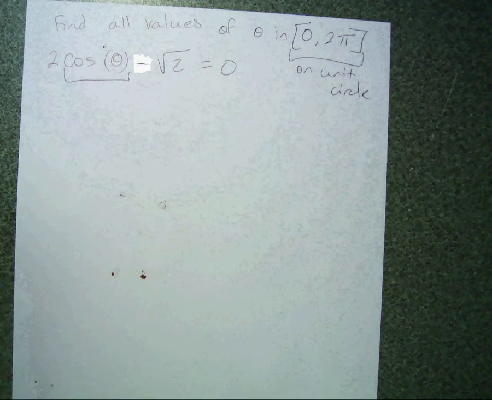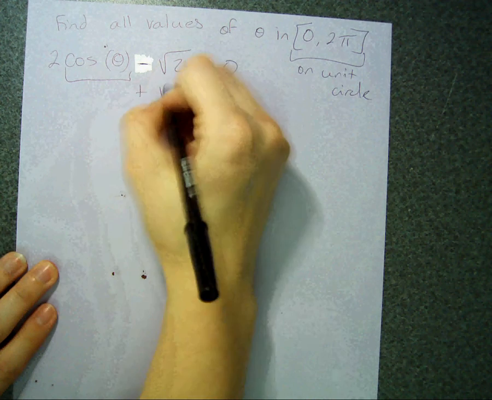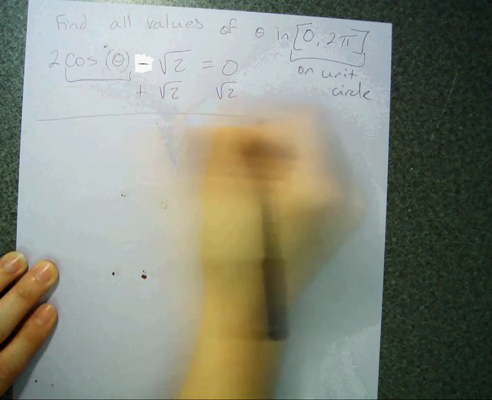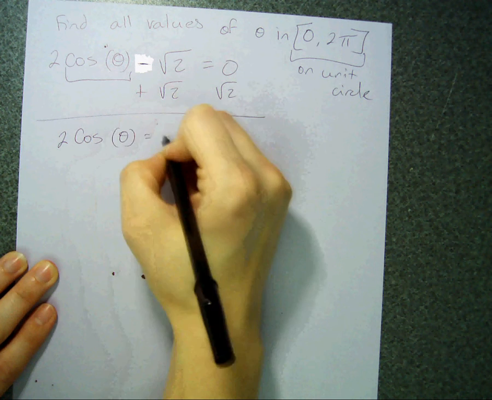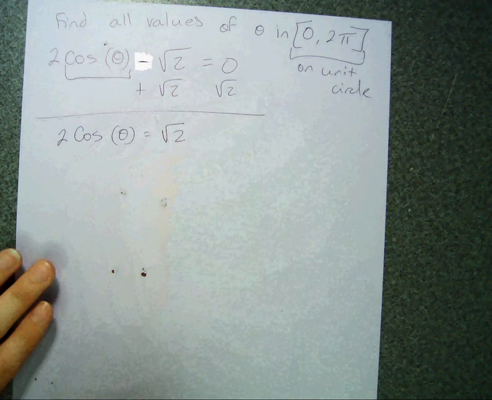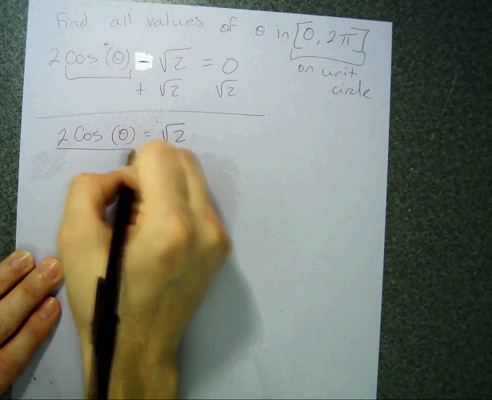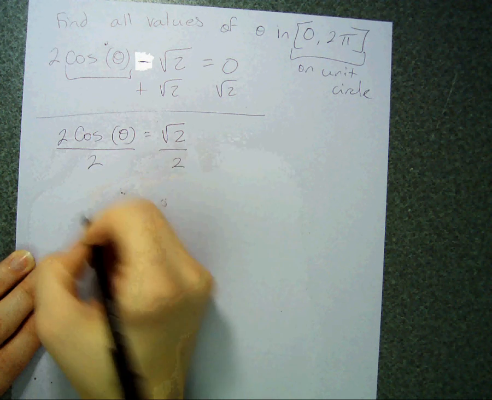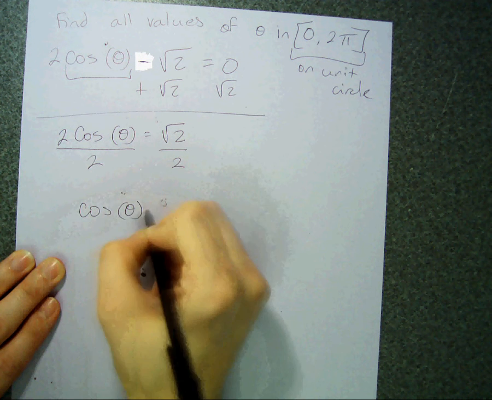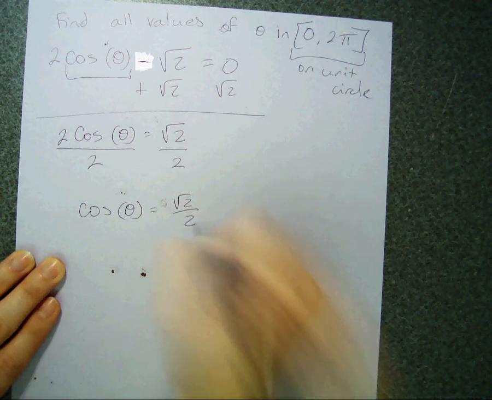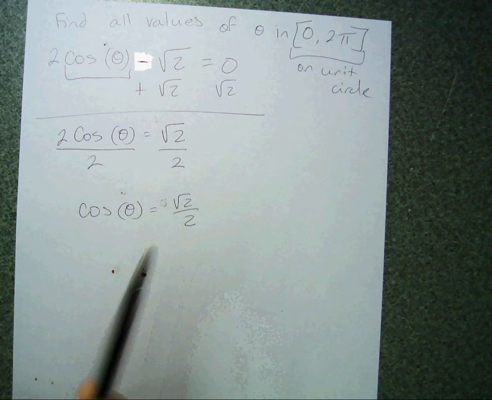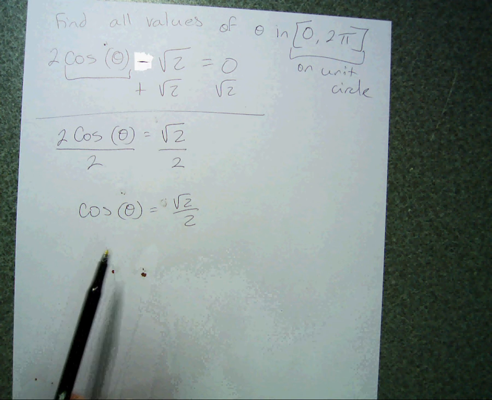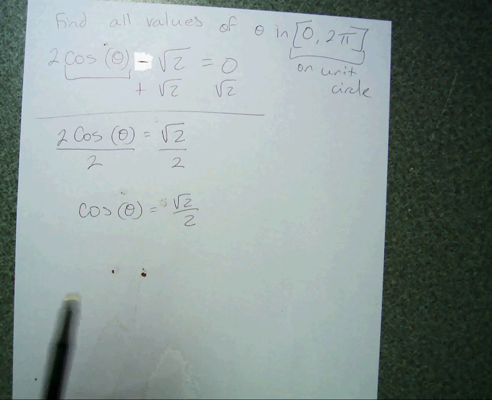So I'm going to add the square root of 2 to both sides. I get 2 cosine theta equals the square root of 2. And divide both sides by 2. And I get cosine theta equals the square root of 2 over 2. Now that I have my trig function all by itself, this is when I would go to the unit circle and look at where does this occur. Where is cosine of theta equal to the square root of 2 over 2?